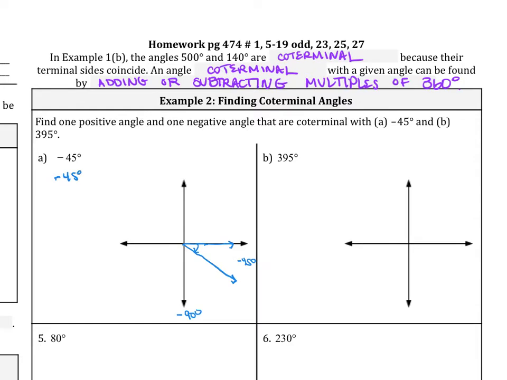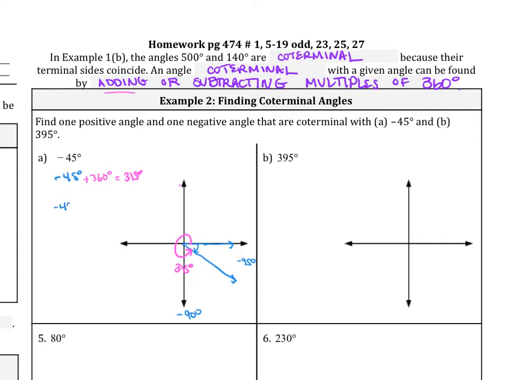So negative 45 degrees. To find an angle coterminal to that, we can add, let's first add 360 degrees. So think about this as 360 minus 45, we are going to get 315 degrees. So what that means is if you start here on the positive x-axis and rotate counterclockwise, this is 315 degrees. Now I'll find another angle. So notice they stop at the same place.